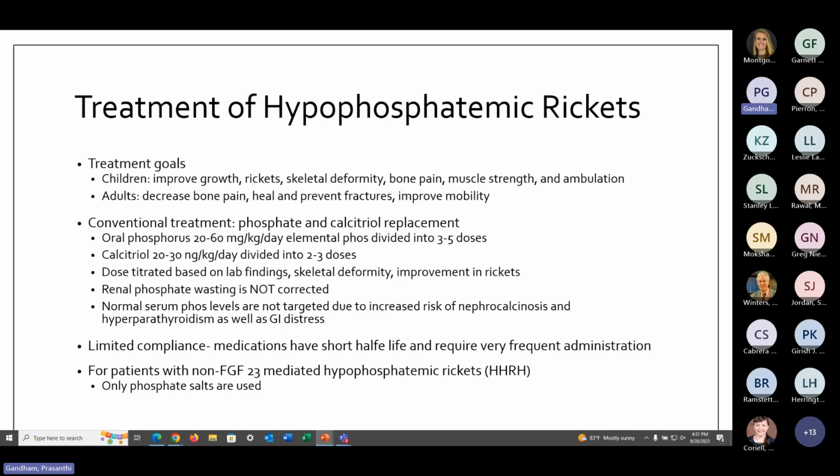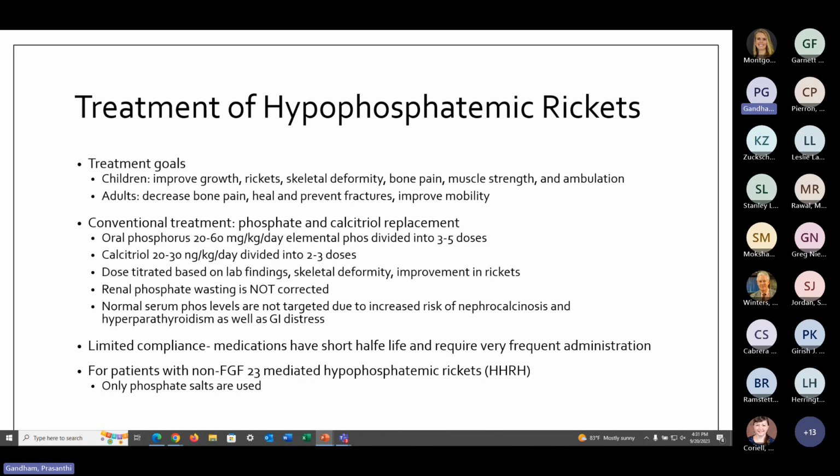So how do we treat hypophosphatemic rickets once it's been diagnosed? The treatment goals in children are to improve growth, improve rickety changes, prevent skeletal deformity or improve it if already present, prevent bone pain, increase muscle strength, and improve ambulation. In adults, we're aiming to decrease bone pain, heal any fractures that are already present and prevent ongoing fractures, and of course, improve mobility. Conventional treatment, like I said before, is with phosphate and calcitriol replacement.